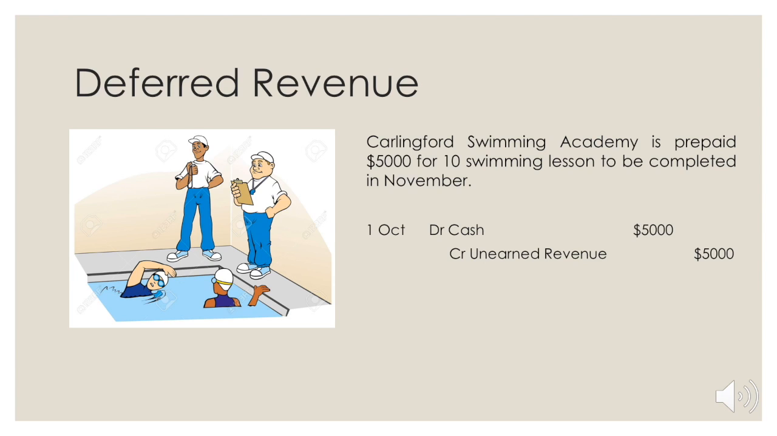For the month of October, Carlingford Swimming Academy would record on the 1st of October: debit cash, credit unearned revenue. Then once the academy has completed the lessons, the adjusting journal entry for the month ending November will be made, debiting unearned revenue and crediting service revenue.